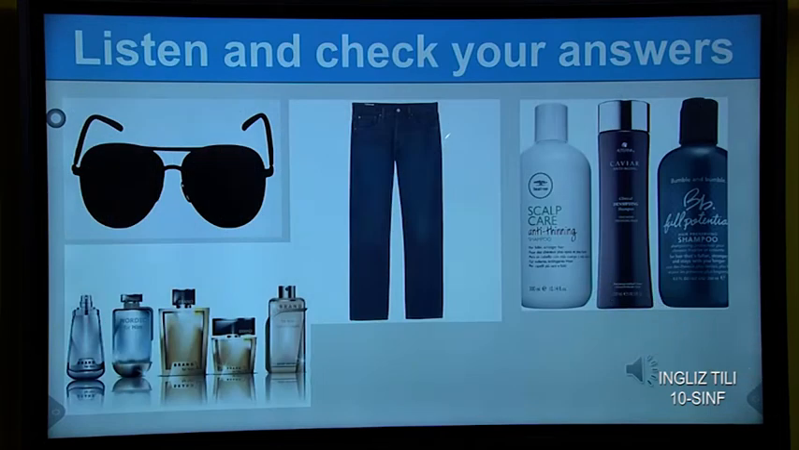Now, dears, let's check your answers together and learn interesting facts about these things. Dark glasses, jeans, shampoo, and perfume. Are you ready? Drill 12. Recording 3.